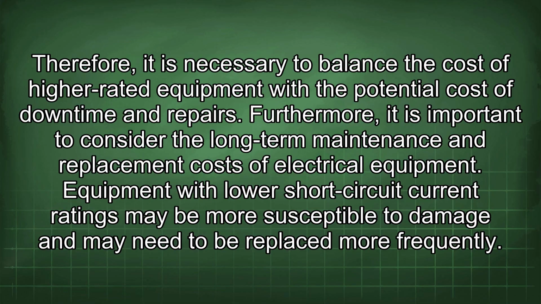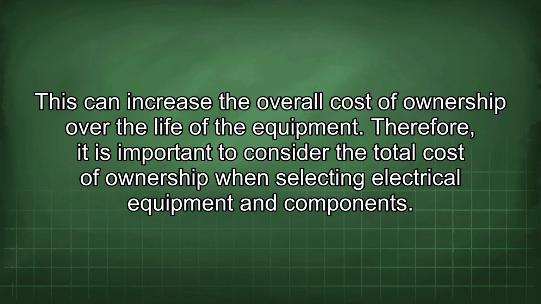Furthermore, it is important to consider the long-term maintenance and replacement costs of electrical equipment. Equipment with lower short-circuit current ratings may be more susceptible to damage and may need to be replaced more frequently. This can increase the overall cost of ownership over the life of the equipment. Therefore, it is important to consider the total cost of ownership when selecting electrical equipment and components.